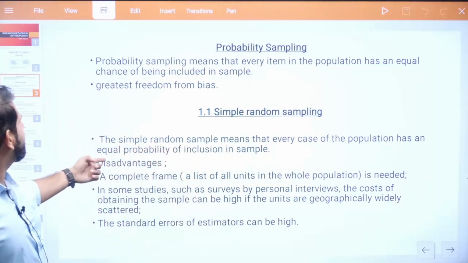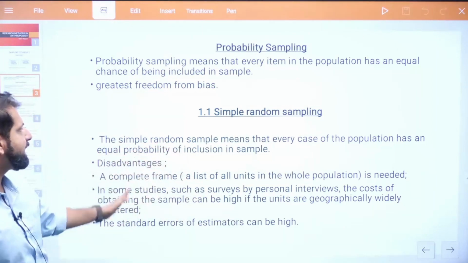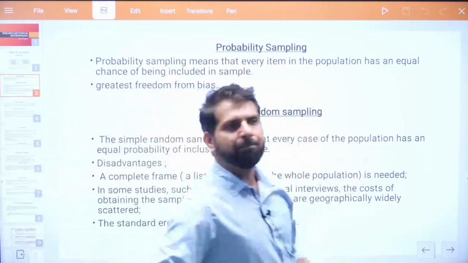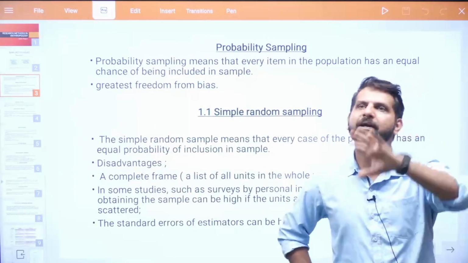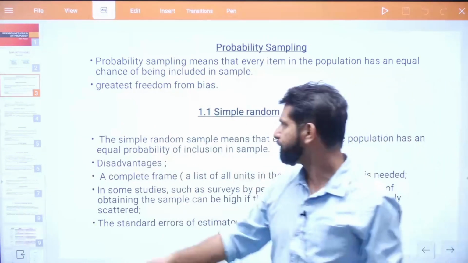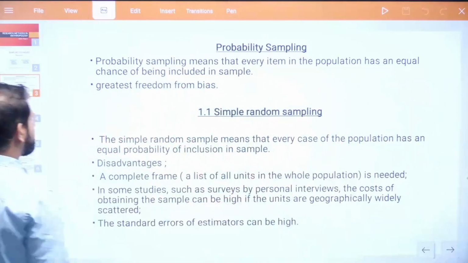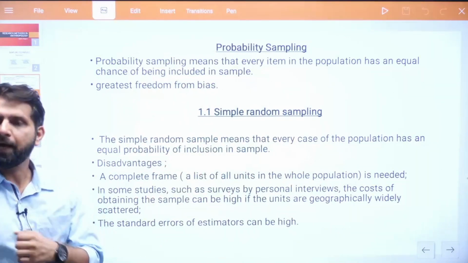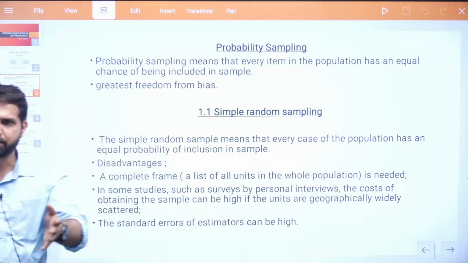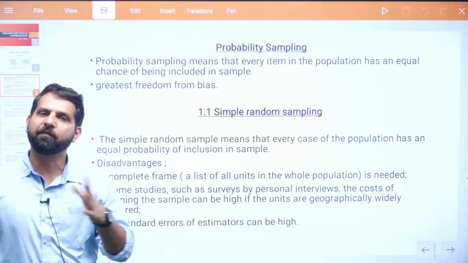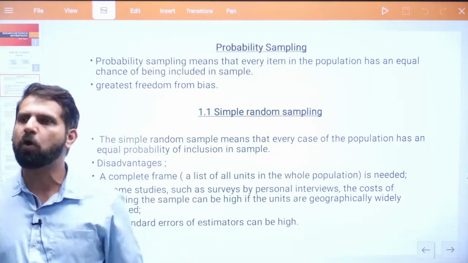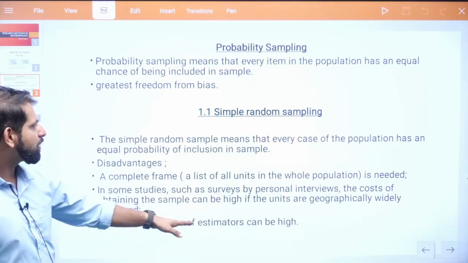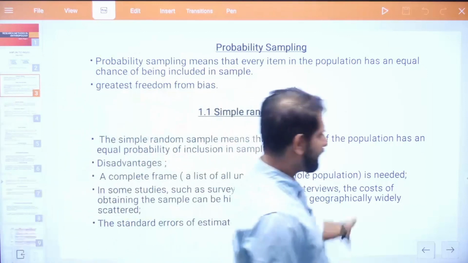Every case of the population has an equal probability of inclusion in the sample, but it has certain disadvantages. You need to have a very big frame to actually have a representative sample, which is your universe. If I want to do this UPSC survey, people are geographically spread across different districts, different blocks. So it will be a very costly exercise for me. Standard errors of estimation can be high. So leave it, it's more statistical.